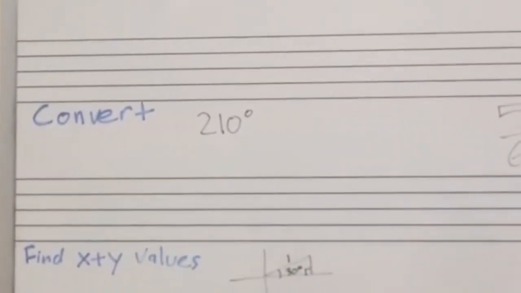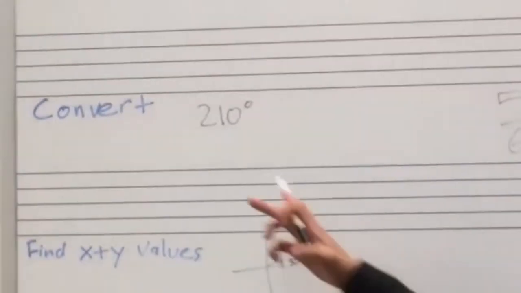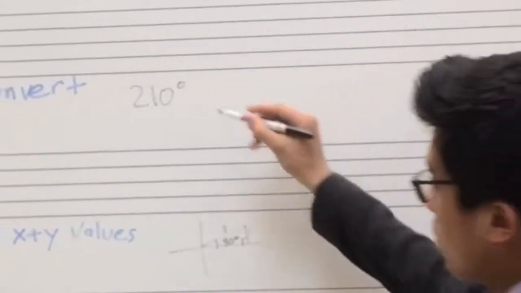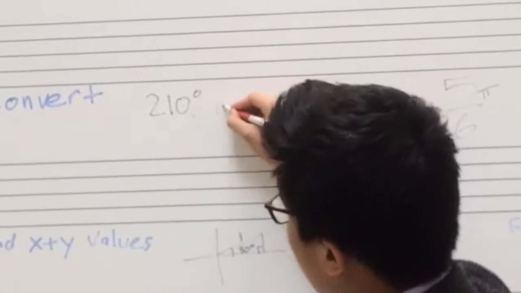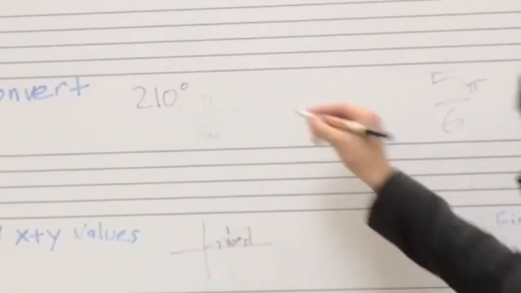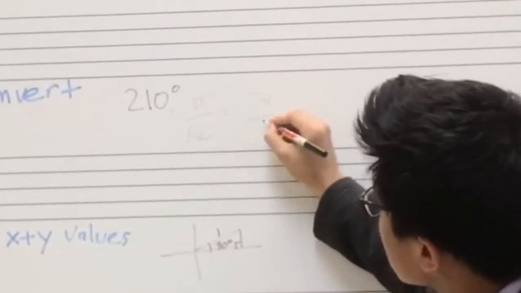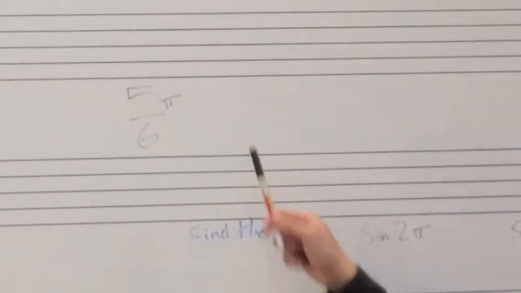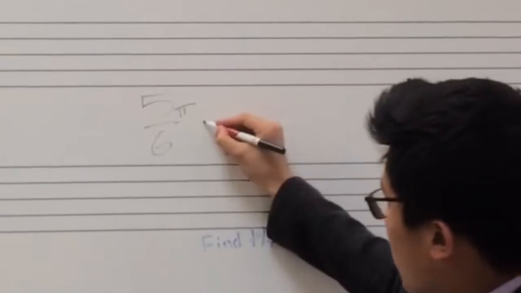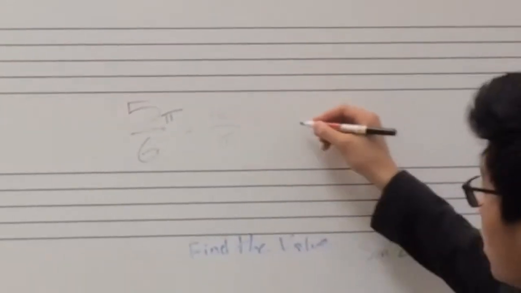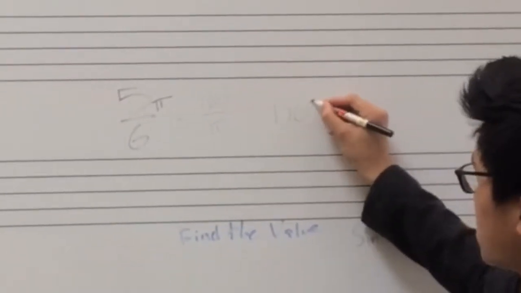So one thing you'll have to do when learning about the unit circle is convert from degrees to radians and radians to degrees. To convert degrees to radians, what you have to do is multiply by pi over 180. And then that would equal 7 pi over 6. Simple. And to convert from radians to degrees, you just have to multiply by the inverse of that. So it's going to be 180 over pi, and that would equal 150 degrees.